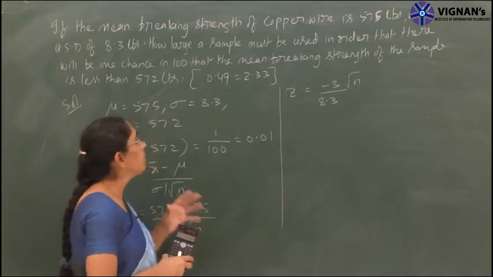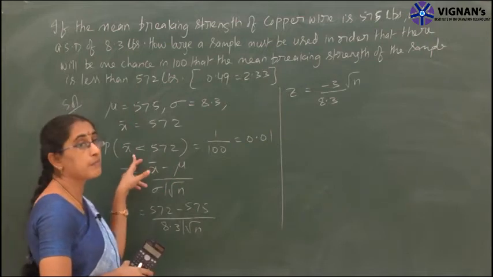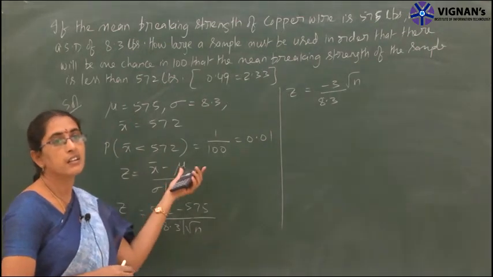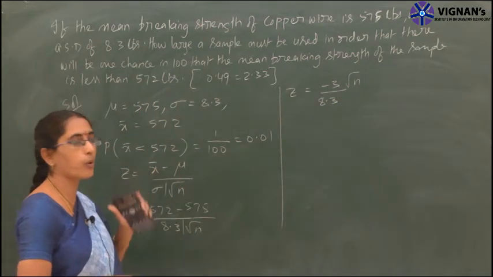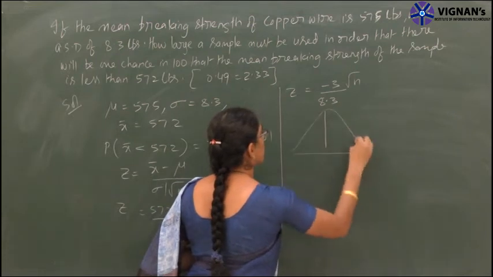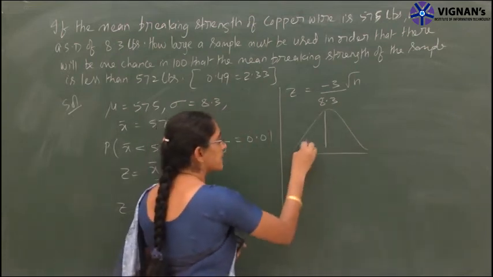But here it is given that the probability of the sample mean is less than, means the probability is given as 0.01. So that means if you draw the normal curve here, it is 0.01 means this part here.